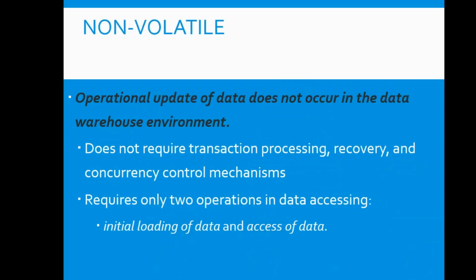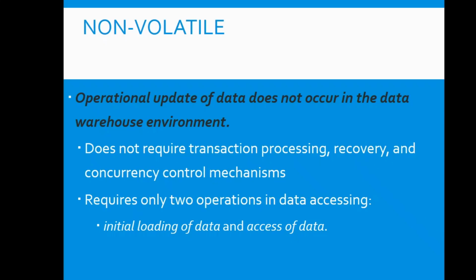The third characteristic of a data warehouse is its non-volatile nature. The operational update of data does not occur in the data warehouse data. That means that in the data warehouse, the data is not updated. Why? Because the data in a data warehouse is that which has been collected over a period of time, say the last 3 years or the last 5 years. Are you getting it? It is not the data of the current year or the current month or the current date. Clear? So it does not require transaction processing, recovery and concurrency control mechanisms, which are required in the case of daily data or operational database systems.